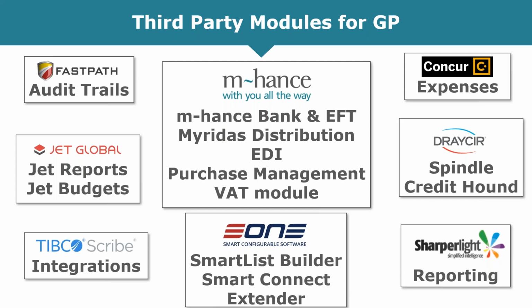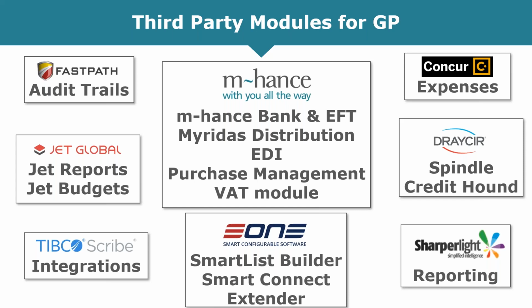But we can't do everything, so we've got lots of different partners from across the board of GP to cover various different areas. So whether it's on the reporting side, if you're struggling with things like Smart List Builder or Smart List Designer, and they're too much of a technical tool, and you want something that's more friendly for end users, then Jet and Sharplight are very much the tool which is potentially for you. Audit trails from FastPath, expenses from Concur, Dracier for Spindle, which is document distribution software, Credit Hound, which can help with your collections from your customers.